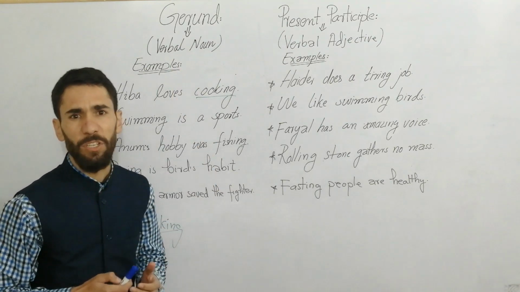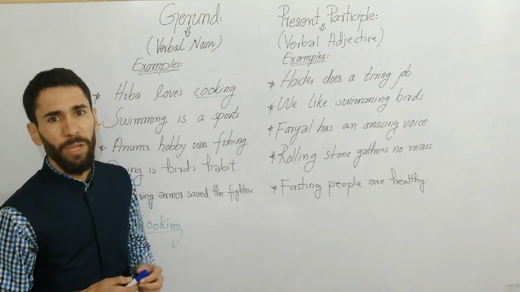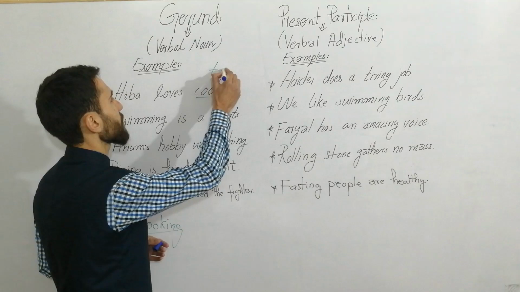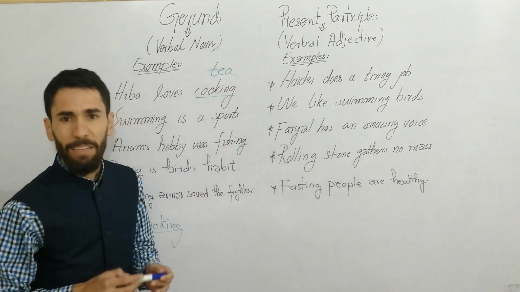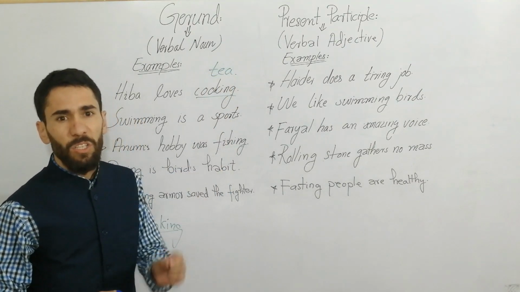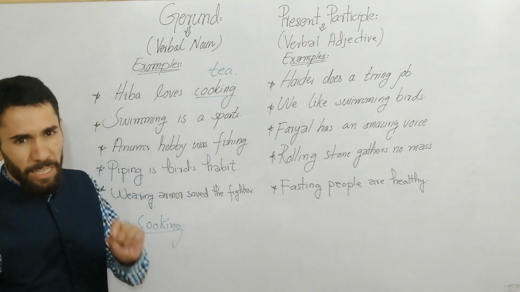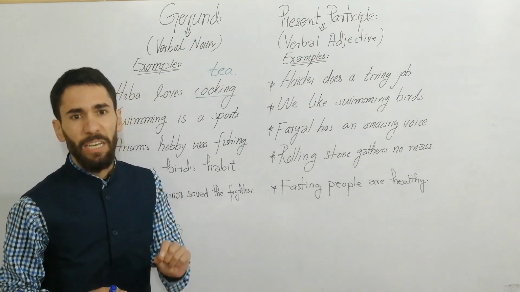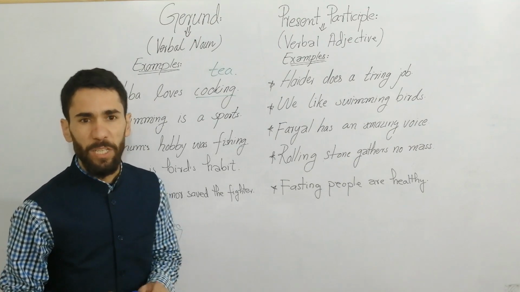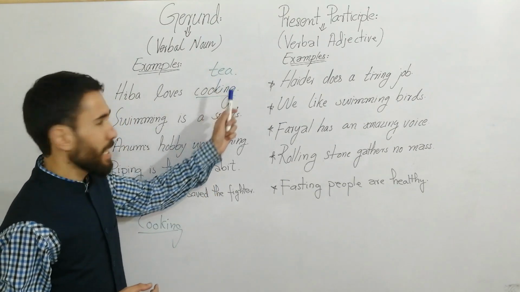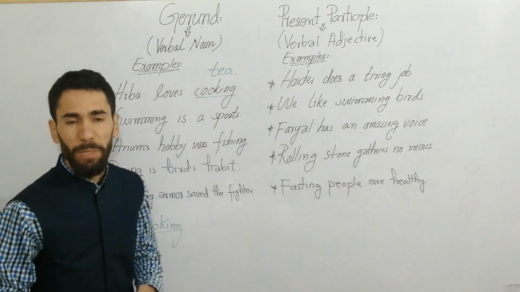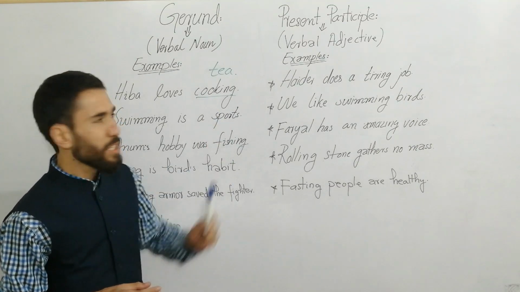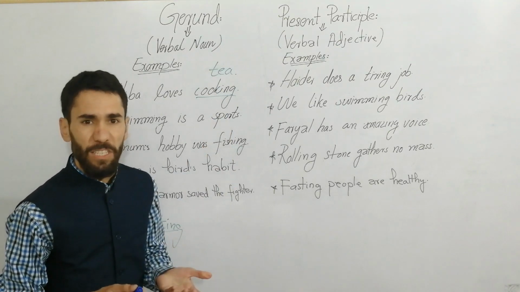Then how do we come to know that cooking is a noun? We will replace it with a noun. For example, Hiba loves tea. We know that tea is a noun. So remember one thing, in English sentences, the same part of speech replaces the same part of speech. So tea is a noun and cooking is also a noun because they can replace each other. If cooking was not a noun, tea could not replace it.